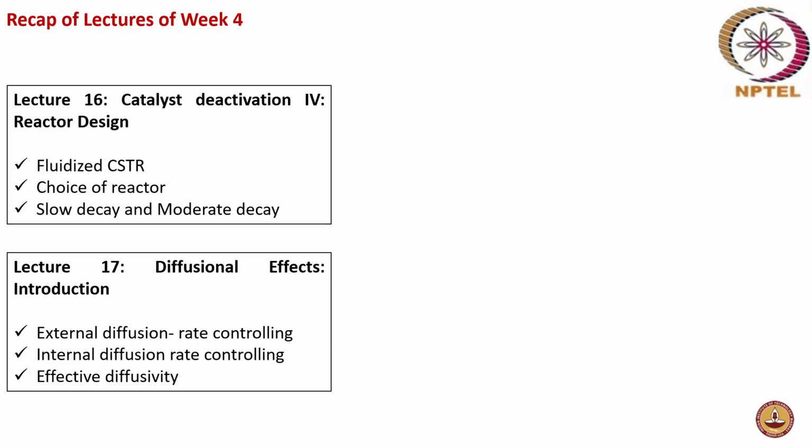Clear? Okay, fine. So can we proceed? Yes. Okay, so lecture 17 was on diffusion effects: what happens in the case of external diffusion, and what happens in the case of internal diffusion, if they are rate controlling. The concept was introduced, and then the concept of effective diffusivity was introduced. Why do you think the concept of effective diffusivity is needed?